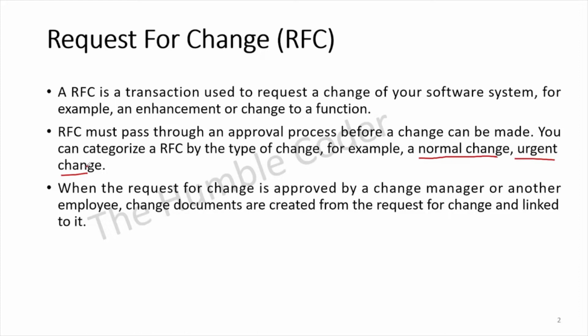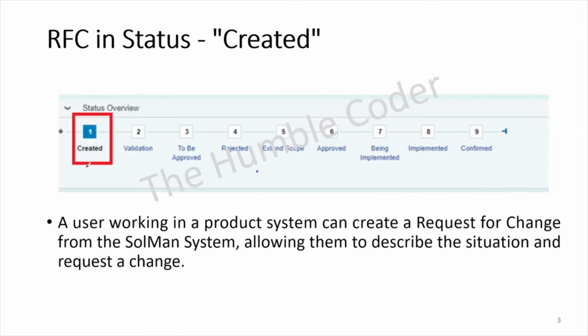Now we are going to see the workflow of a request for change. These are the different statuses that are present in the request for change. This is the standard type of request for change, and there you can see different customizations also according to our own need. We can perform different customizations in the statuses, but the statuses that we are going to discuss are the standard ones that are provided by SAP. So the first status is created. A user working in a production system can create a request for change from the SOLMAN system, allowing them to describe the situation and request a change.